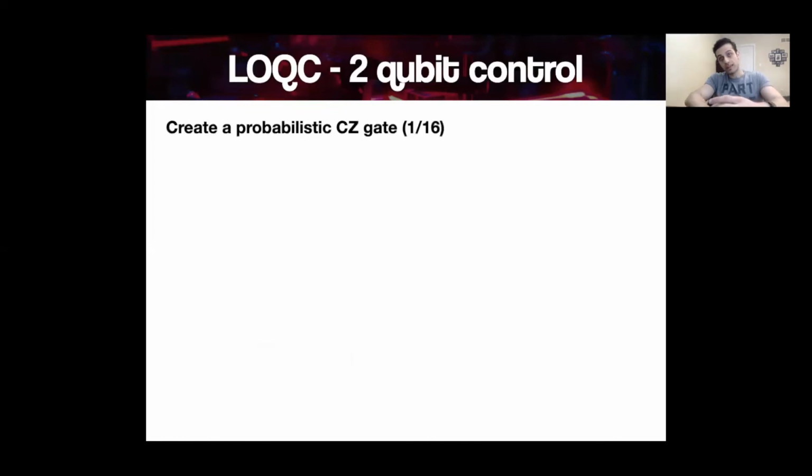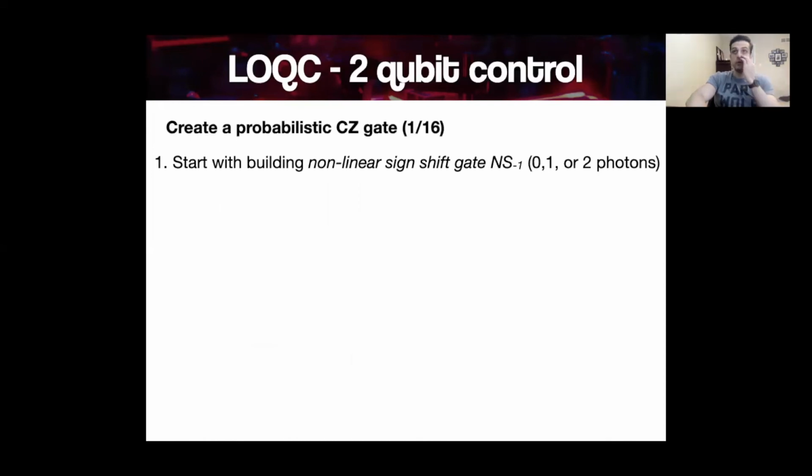So let's build up to the probabilistic controlled Z gate. Before we can build that, we need to build something called a nonlinear sign shift gate. My notation for it here is NS subscript -1. Say we have some psi, a superposition of states with 0 photons, 1 photon, and 2 photons. What the nonlinear sign shift gate does is it leaves the first two states alone and flips the sign of the last. So it takes us from this psi to psi tilde.